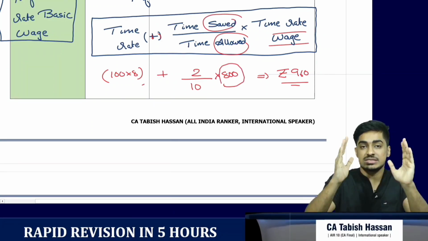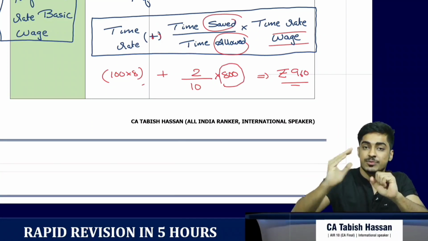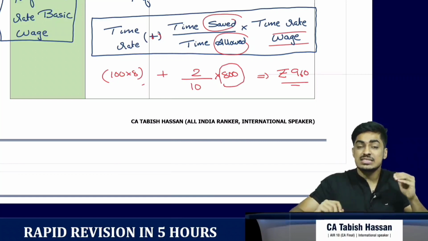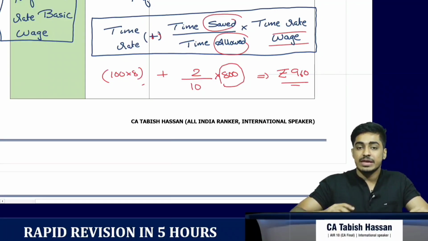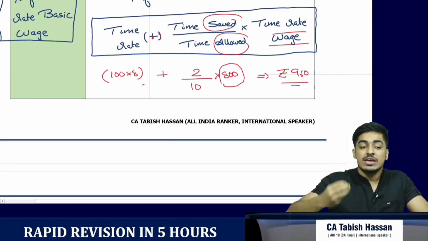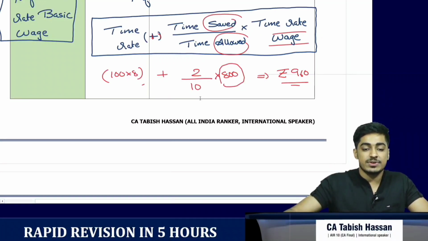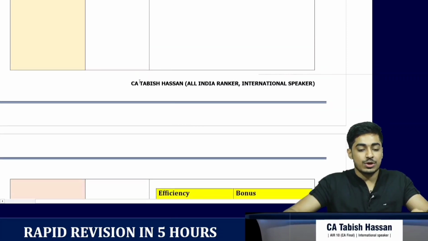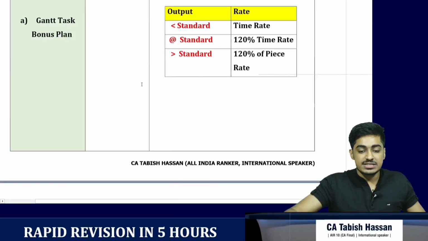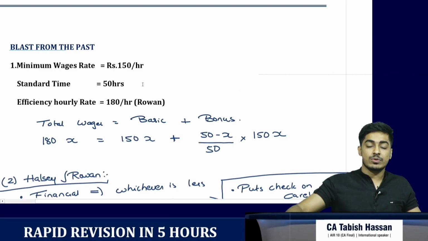One point of differentiation. In Halsey, we are paying him 50%. In Rowan, we are paying him time saved by time allowed. And next, in Halsey, the bonus payment is a percentage of cost savings. How much cost he has saved, a percentage of that we are paying. In Rowan, we are paying him a percentage of basic wages. That is a point of differentiation between Halsey and Rowan. And then we have Bedaux and so many other methods which are applicable only for the old syllabus. So you can have a look at them in the revision video.